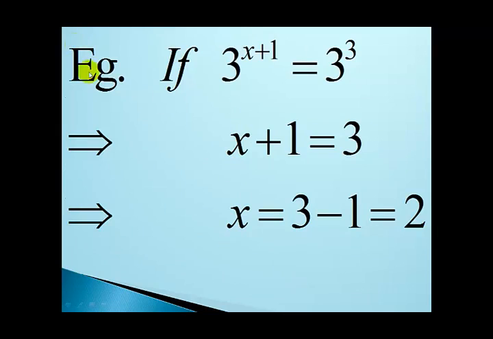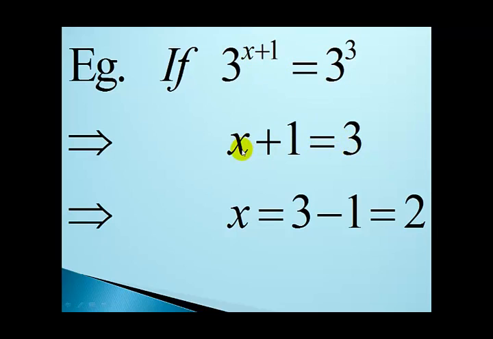Now, let's look at this problem. If 3 raised to the power x plus 1 is equal to 3 raised to the power 3. Now we can see that the left hand side and the right hand side have the same base. And therefore, quickly we can equate the exponent. The exponent on the left hand side is x plus 1, and the exponent on the right hand side is 3. And so x plus 1 on the left hand side is equal to 3 on the right hand side.